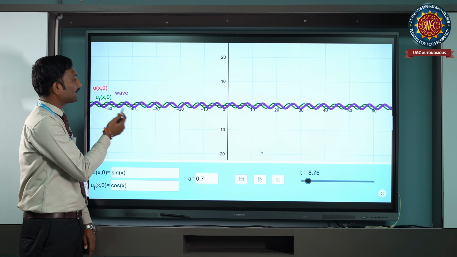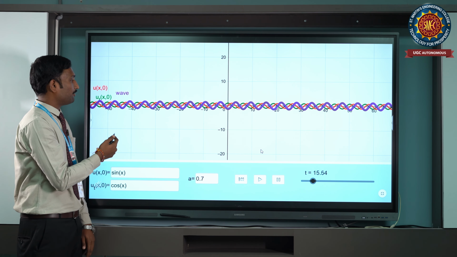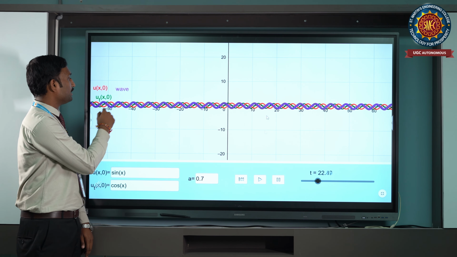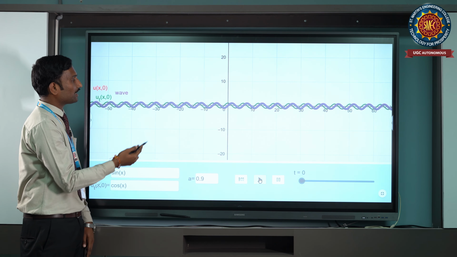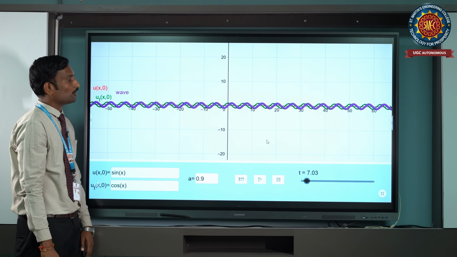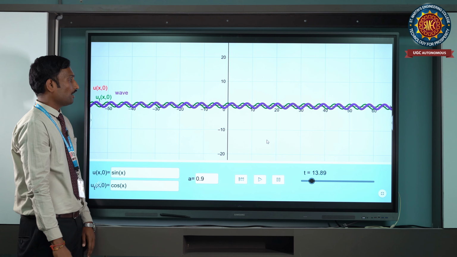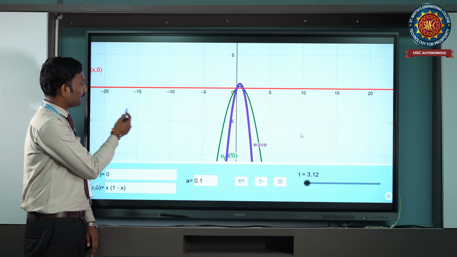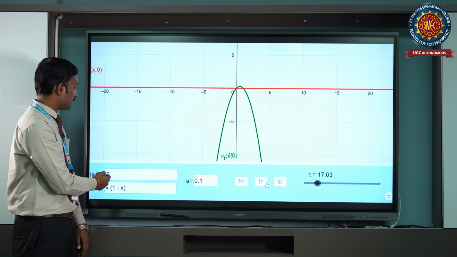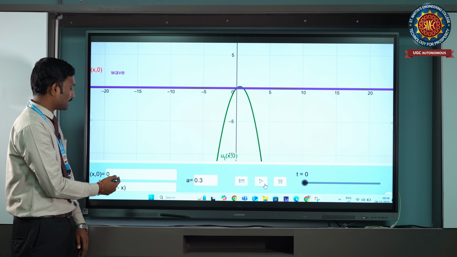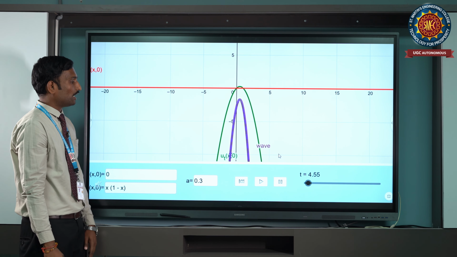The propagation speed is increasing for a wave with the same initial conditions, that is ut of x comma 0 and u of x comma 0. The next value is a is equal to 0.9. You can see the wave equation is changed. The next initial conditions we have taken are u of x comma 0 is 0 and ut of x comma 0 is x into 1 minus x.